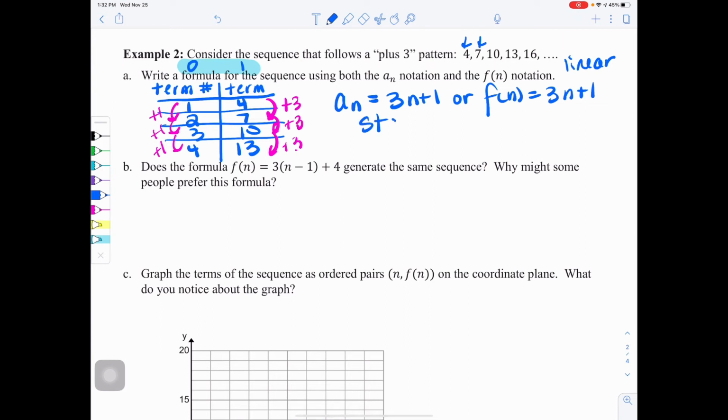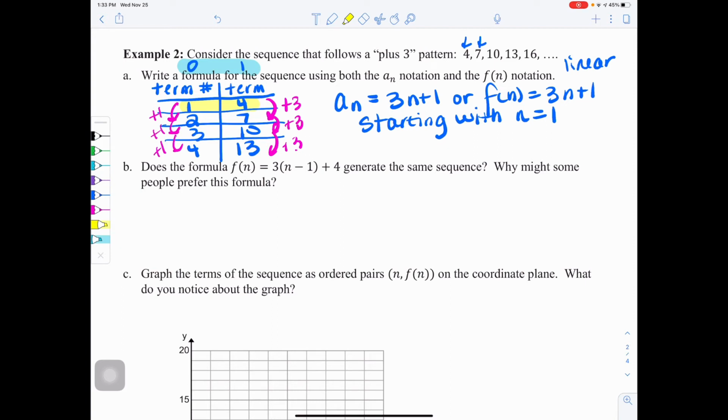It's important to write, though, again, that we're starting with n equals 1. If I switch to yellow highlighter, remember, the teal-colored highlighter I added to the table just to figure out what the y-intercept was. Our actual first term is a 4. So we have to make sure that we say that we're starting with n equals 1. Now in part B, it says, does the formula f of n equals 3 times n minus 1 plus 4 generate the same sequence? Why might some people prefer this formula?